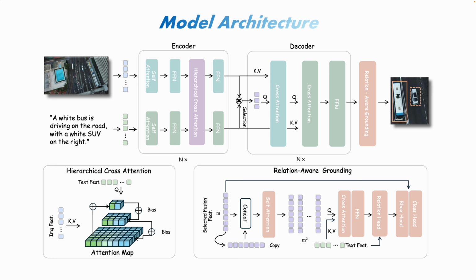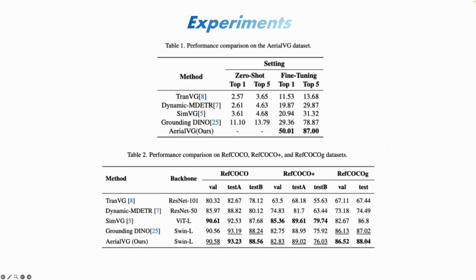Unlike Grounding DINO, after embedding the image into hierarchical features using the Swin Transformer, we fuse these features with text features encoded by BERT via hierarchical cross-attention, enabling the model to focus more on potential regions where objects are likely to appear. After the decoder, we introduce the relation-aware grounding module to capture the positional relationships between different objects.